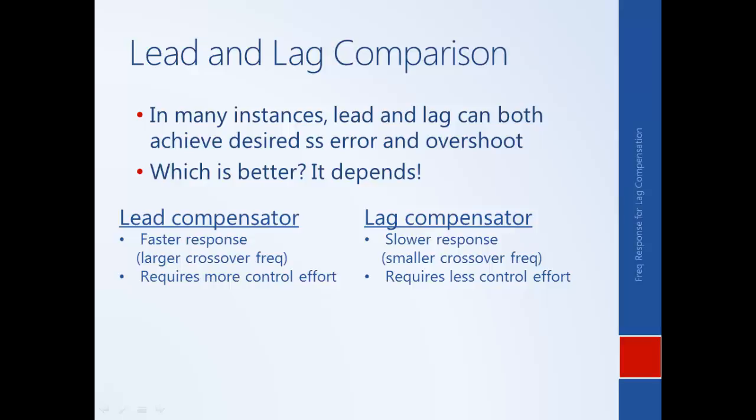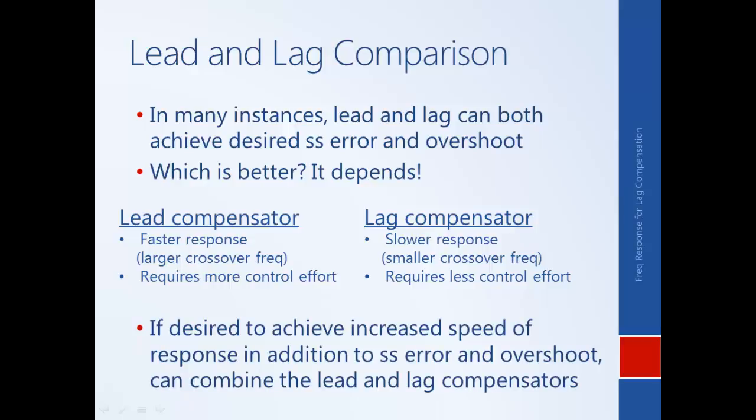A challenge that you can run into is that you may not be able to set the overshoot and the speed both at the level you desire. So in these cases, we would design our compensators to achieve the overshoot we want, and we would just get whatever speed of response we get. If we actually wanted to design for both, we could combine the lead and the lag compensator. So if we wanted to increase the speed to a specified level, and we wanted to reduce the overshoot and the steady state error, then we could combine a lead and a lag compensator together to achieve these different goals.